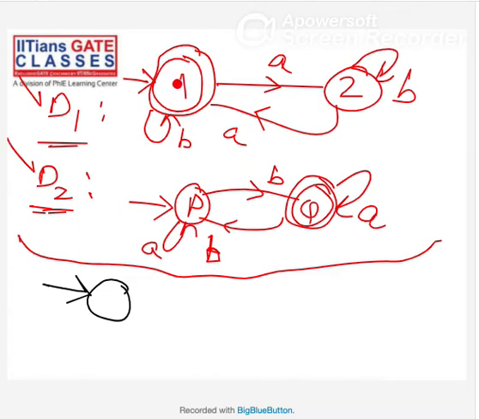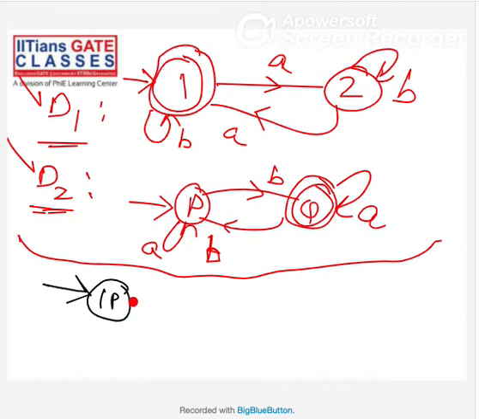The initial state of DFA D1 is 1. The initial state of DFA D2 is P. So basically you will start in 1P. This is the state in which you will start. So this is the first point: you will start in the initial state of both DFAs. The initial state of D1 is 1, the initial state of D2 is P. So in this state you will start.